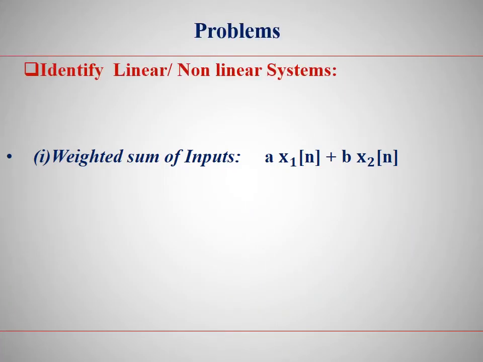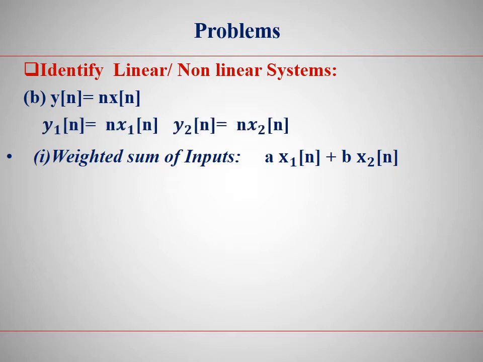Let us go on to consider one more problem to identify a linear or a non-linear system. The question given is y of n is equal to n into x of n. We are now familiar that for a system to be linear, we require two inputs and two outputs. Hence, y1 of n results in n into x1 of n and y2 of n results in n into x2 of n.